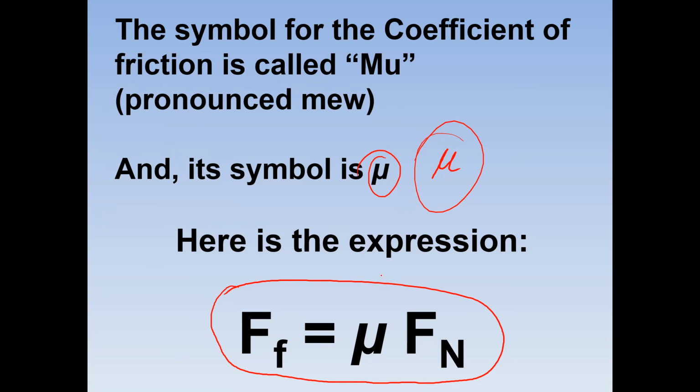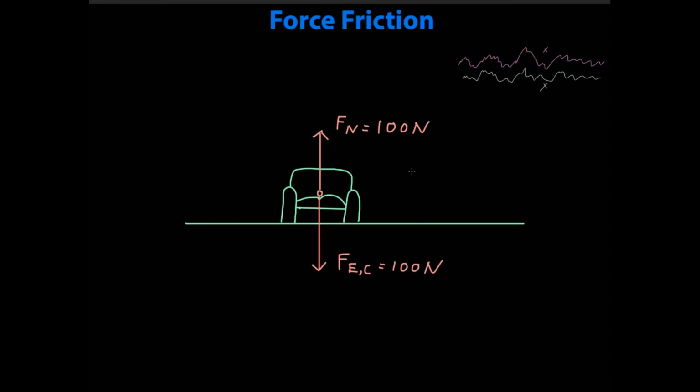It's something else you may have noticed. Mu is the first variable we have in physics that does not have a unit, because again, it's literally a percent of whatever force normal is. So let's bring back my couch because there's something else we need to discuss. There are actually two types of force friction. Let's do a thought experiment.